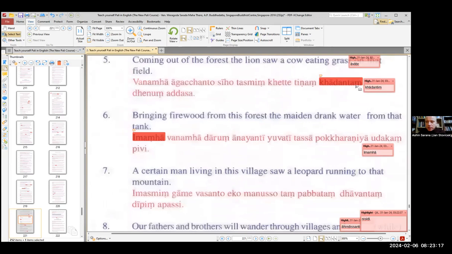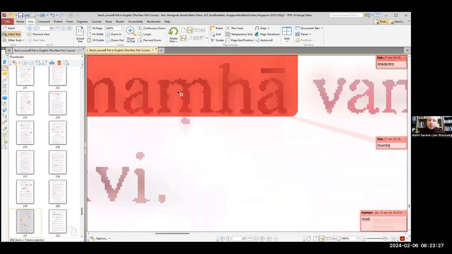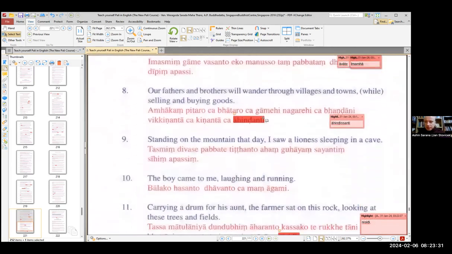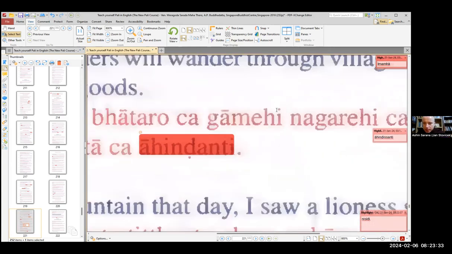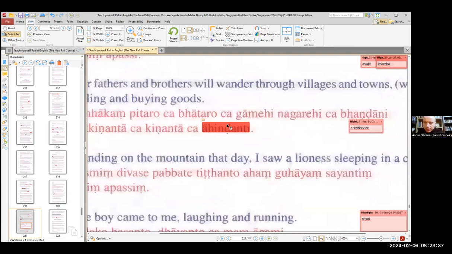So this is wrong. Must be kadanting. Okay, imamha vanamha, or is it? I see, there's this dot below m. That should not be there. This dot should not be there. Otherwise, it's fine. Then ahin danti, ahin disanti.